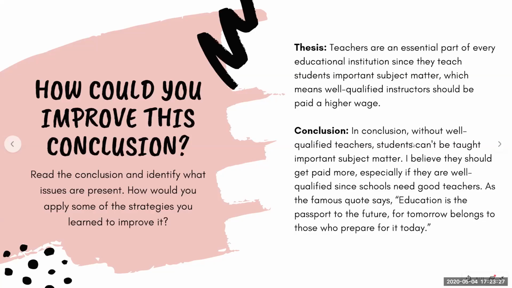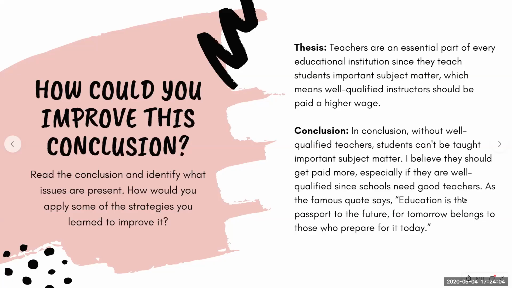Another thing that this conclusion does is that it repeats the introduction. In the introduction, this person says that well-qualified instructors should be paid a higher wage, and then this person says students can't be taught important subject matter. I believe they should get paid more, especially if they're well-qualified. So again, it's repeating the thesis in this case, and it's repeating it without using the same exact words, but still using very similar words. And they actually repeat themselves in this sentence and this sentence. So it's just repetitive all around.